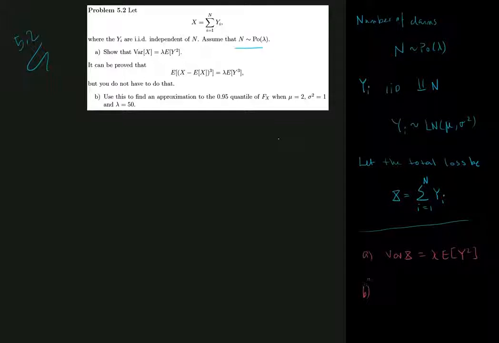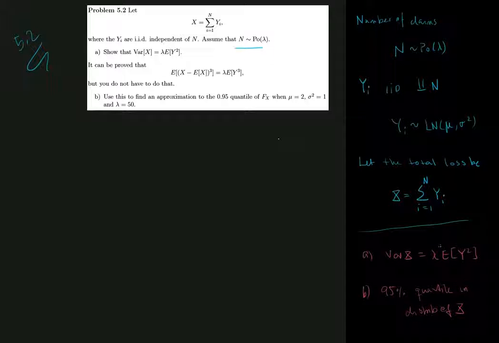And the second thing we're asked to do is to find an approximation to the 0.95, so the 95th quantile in the distribution of x. And basically what B boils down to is using a formula in the book, which I'll write down when we solve the problem. It's so long, so I don't want to write it twice. So B just boils down to using a formula from the book. And what A boils down to is also using a formula from the book.